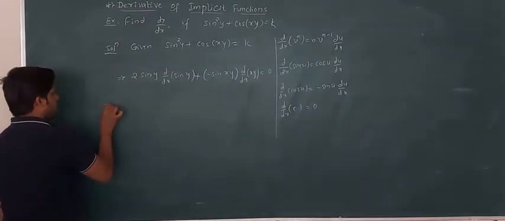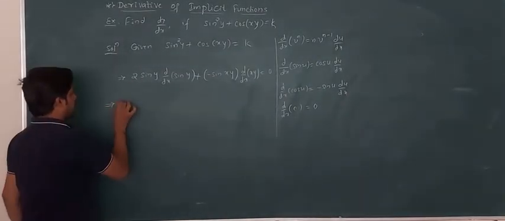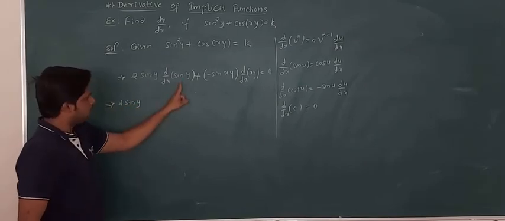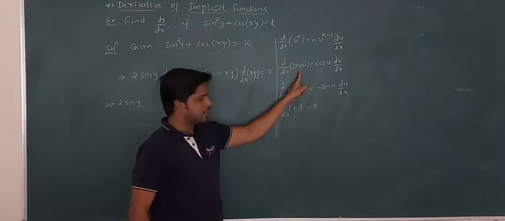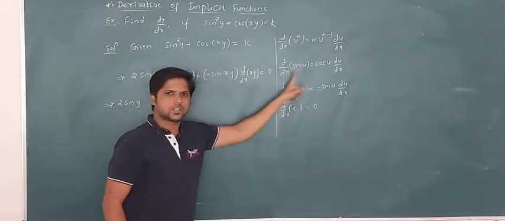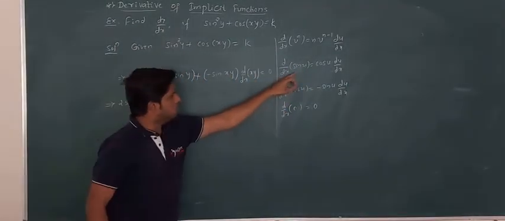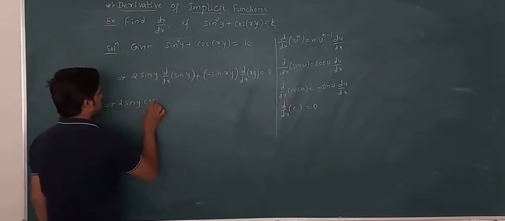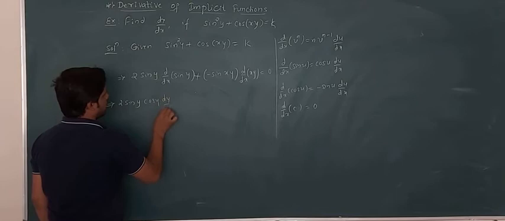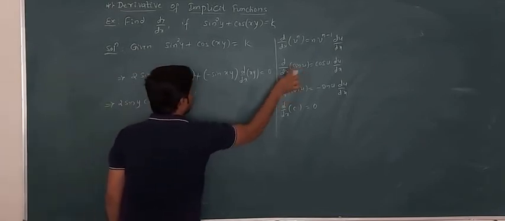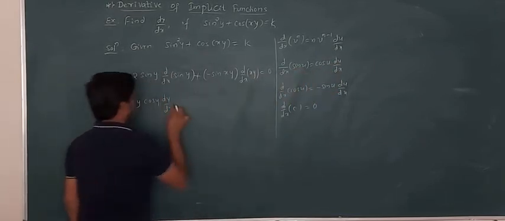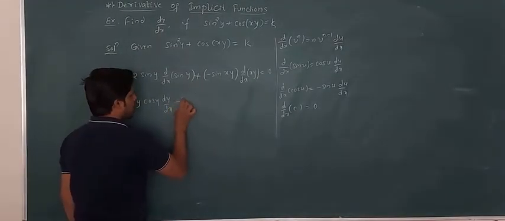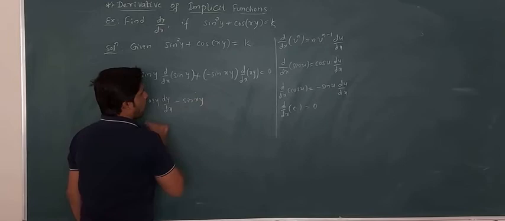Again simplifying, we get 2 sin y as it is. Again, the differentiation of sin y: using the formula for sin u, in place of u we have y, so the differentiation of sin y is cos y into dy by dx, because in place of u we have y. Minus plus into minus gives minus sin xy.